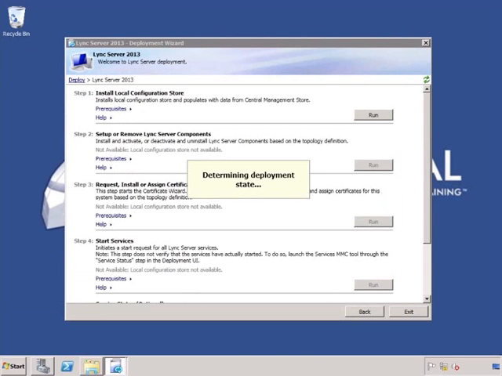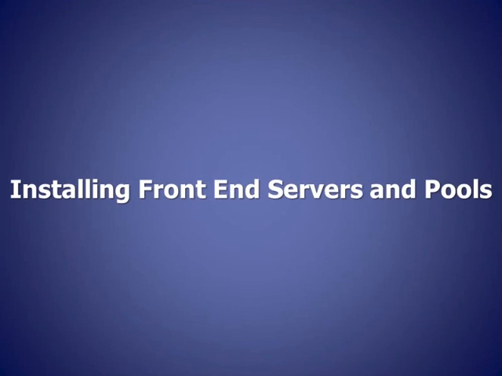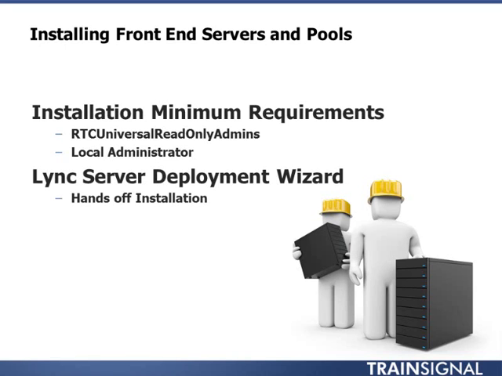Now, before we move on to the installation of the Lync server components, let's take a look at what's involved with that. Now that we have seen how to install a copy of CMS down into our local configuration store, let's turn our attention to installing the front-end server. In order to install the server, you have to, at a minimum, be in the RTC Universal Read-Only Admins group inside of Microsoft Lync, and you also have to be a local administrator on the box that you're installing Lync onto. The tool that we're going to use to install Lync is your Lync Server Deployment Wizard.